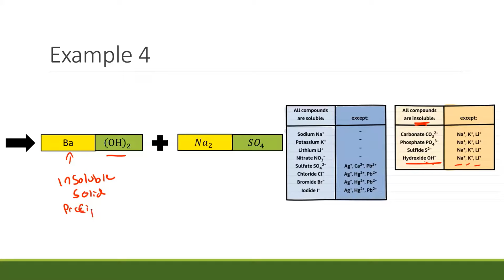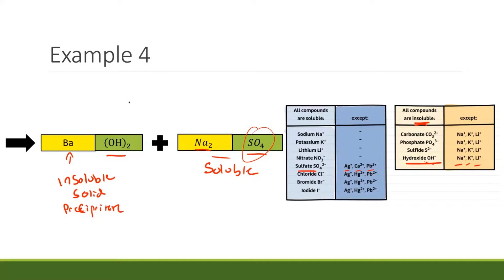Now, just to be sure, let's quickly take a look over this one. Sodium sulfate. Oh, sulfate again. We better be careful here. Sulfates are soluble unless bonded to silver, calcium, or lead. Sodium is not silver, calcium, or lead, so this is going to be soluble. It's going to dissolve in water.